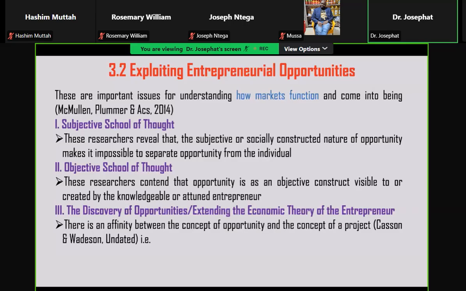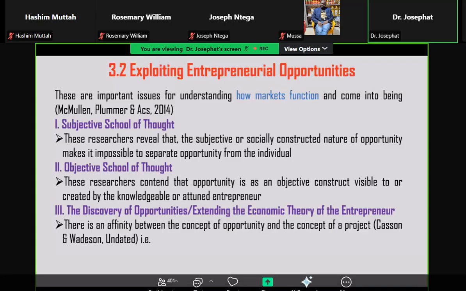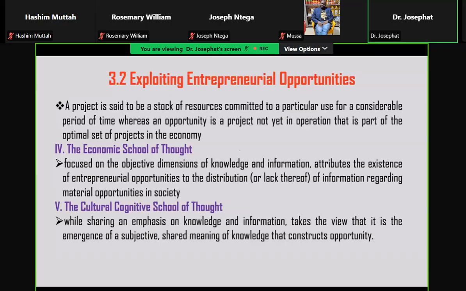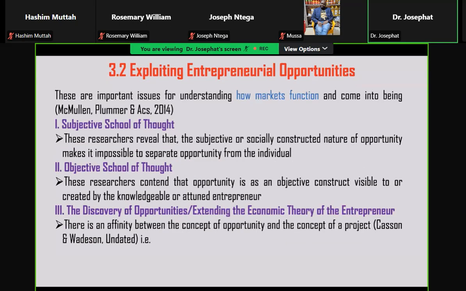The third one is we talk about the discovery of opportunities, that is extending the economic theory of entrepreneurs. Under this, there is an affinity between the concept of opportunity and the concept of project. This according to Casson and Wadeson. A project is said to be a stock of resources committed to a particular use for a considerable period of time, whereas an opportunity is a project not yet in operation that is part of the optimal set of projects in the economy. So tukiangalia hapa tatu, discovery of opportunity or extending the economic theory of entrepreneur.